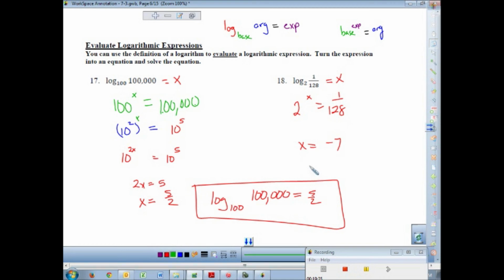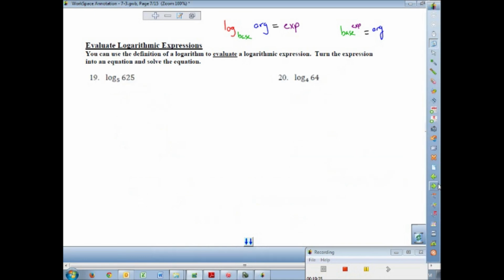Remember, these are expected on the non-calculator test. Log base 2 of 128 equals -7. Get them both done. If you need to rewrite them as the same base, you might have to rewrite them as the same base. Pause the video, give them a shot.